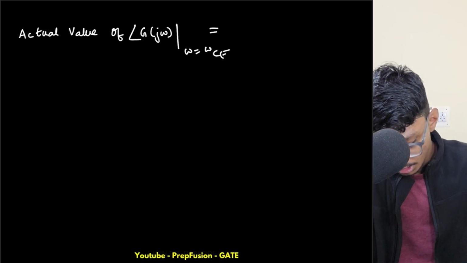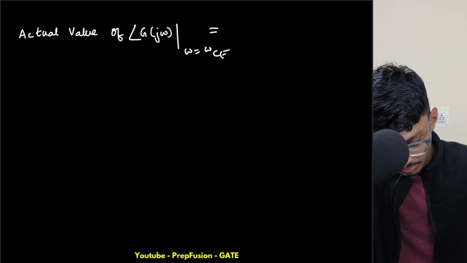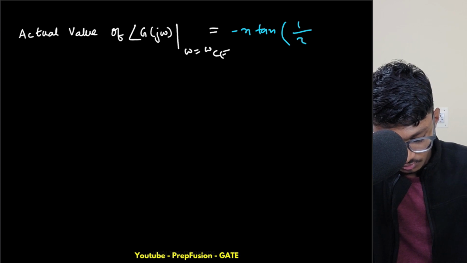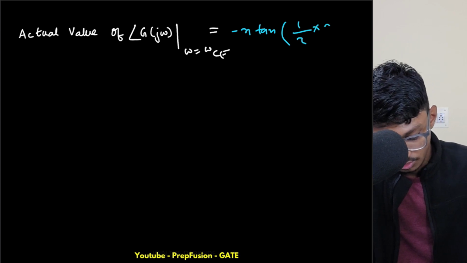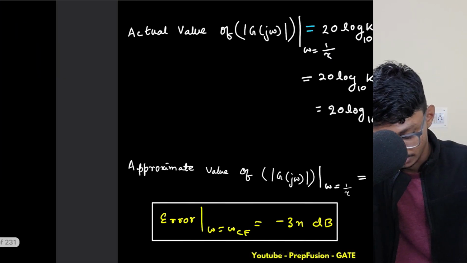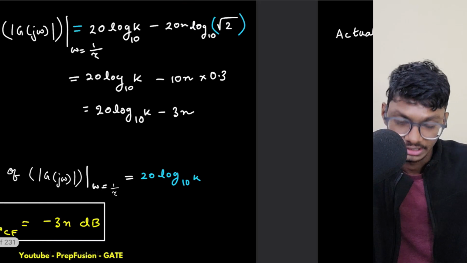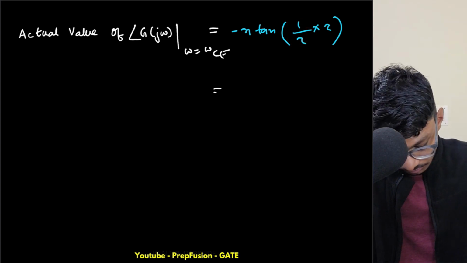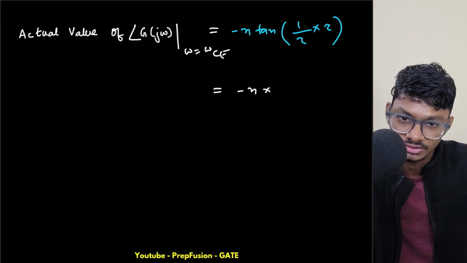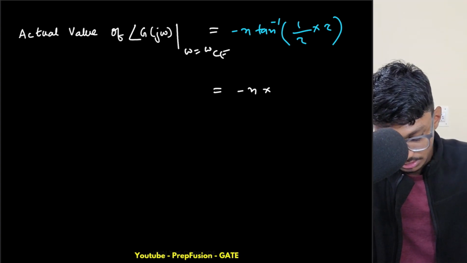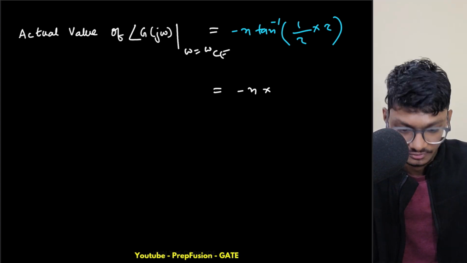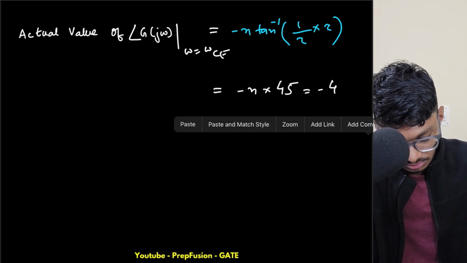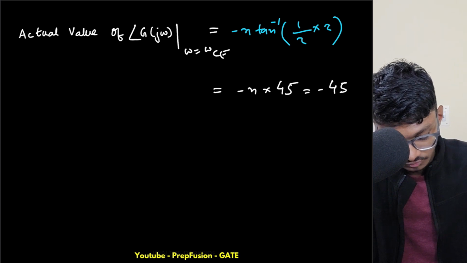Now the actual value of phase, what is it? Let me put this in an equation. Minus n tan inverse of 1 by tau into tau itself. It was tan inverse omega tau, right? So simply in place of omega I put 1 by tau. So this becomes minus n, what is tan inverse 1? It is simply 45 degrees. So it becomes minus 45 degrees, minus 45 n.